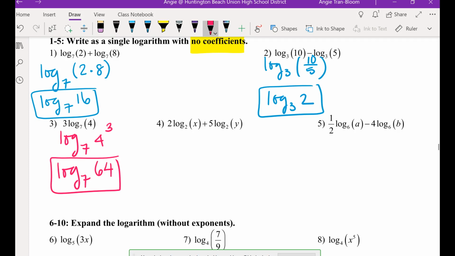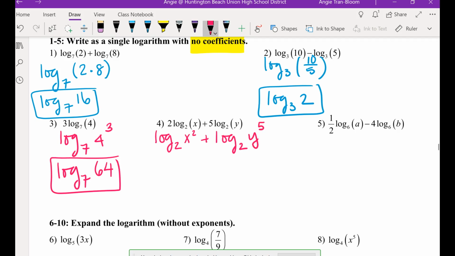4 and 5, much more challenging. You have coefficients and you have an addition of 2 logs. First, what should we do? Power rule first. You have a 2 in the front. What do you want to write that as? Log base 2 of x squared plus what? Log base 2 of y to the 5th. Remember, your job is to write it in 1 log. Right now it's not.